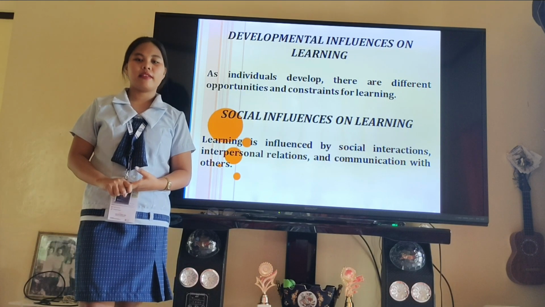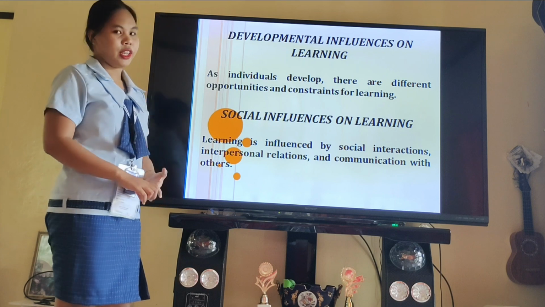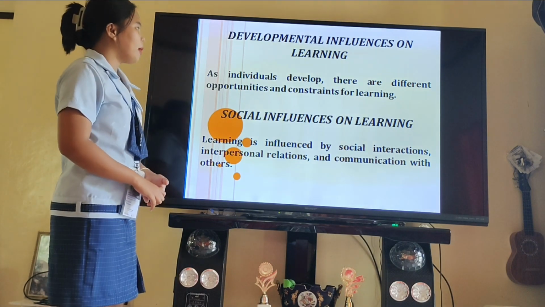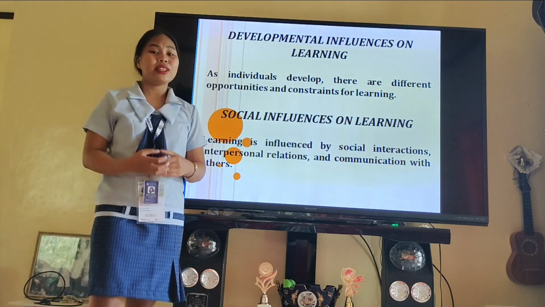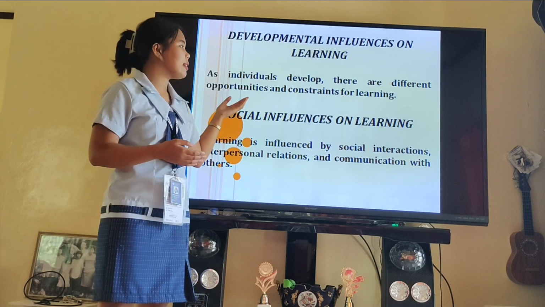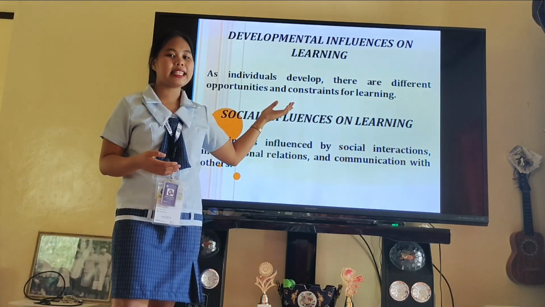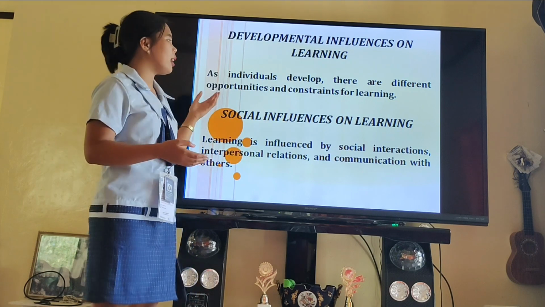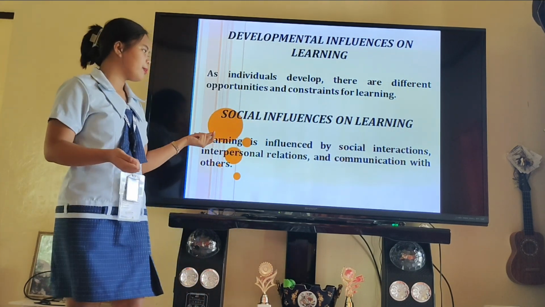So the first part of this factor is the developmental influences on learning. As individuals develop, there are different opportunities and constraints for learning. We as students, as we develop ourselves, also have different opportunities and constraints for learning, because we have a lot of opportunities to gain more knowledge.